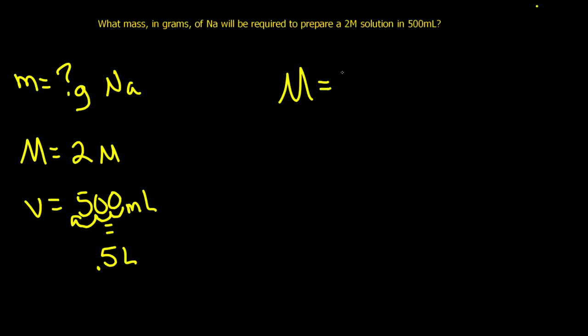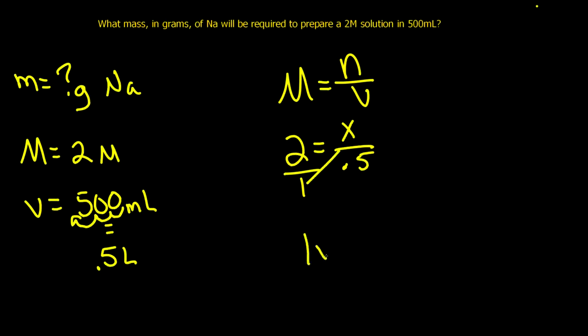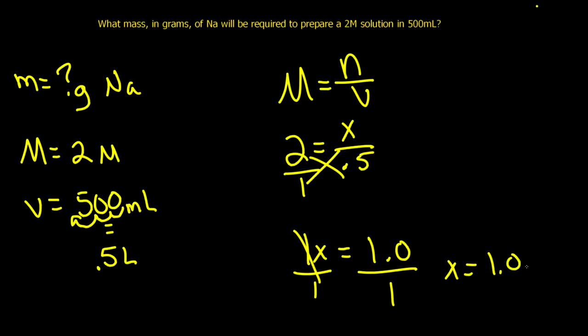It's because molarity equals moles over volume. My molarity, we said, was 2. Moles is x. Volume is 0.5. Stick 2 over 1. Cross multiply. 1 times x is 1x. 2 times 0.5 is 1.0. Divide by the value with x. 1 cancels. X equals 1.0 moles of sodium.